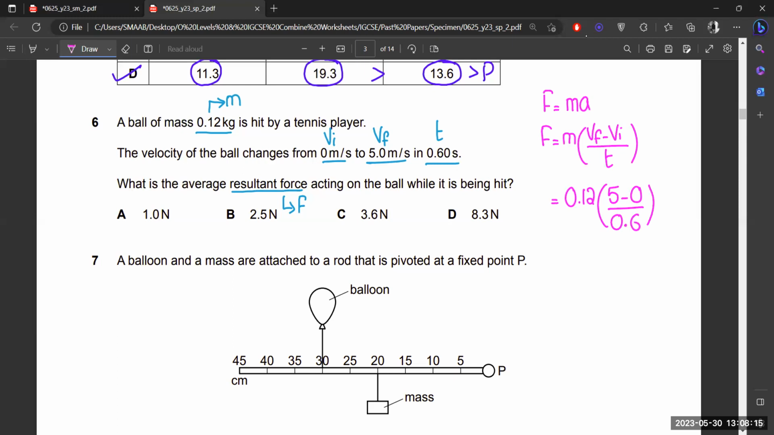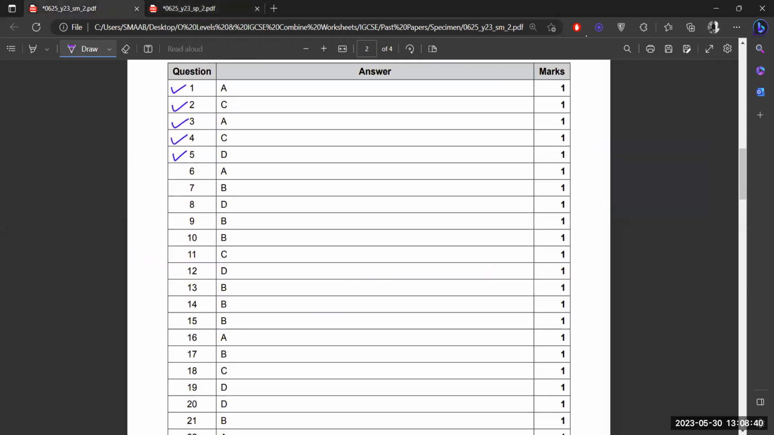And we just need to calculate the value, F equals ma. So mass is 0.12 multiplied by 5 and divided by 0.6. So we are getting a force of 1 Newton. Option A. So question number 6, option A.